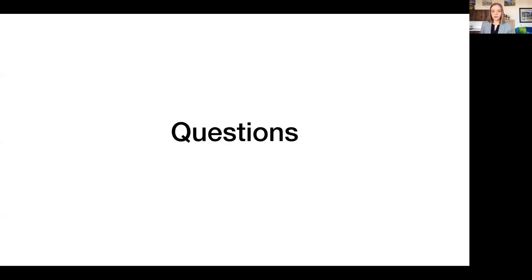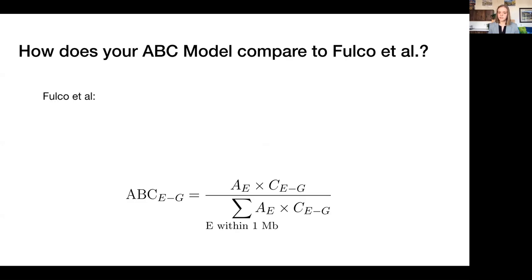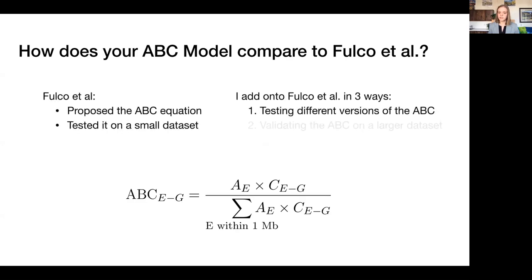But before I go, I got a list of questions from Dr. Einhorn a few weeks ago, so I have a couple of slides devoted to answering some of the questions that he brought up. So, whoops, looks like these were coming in one by one. So the first question was, how does your ABC model compare to the Fulco et al. paper?